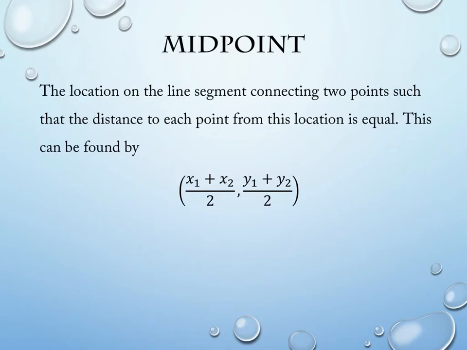Midpoints. That's our next one. The midpoint is the location on a line segment connecting 2 points such that the distance to each point from this location is equal. This can be found by x1 plus x2 divided by 2, y1 plus y2 divided by 2.